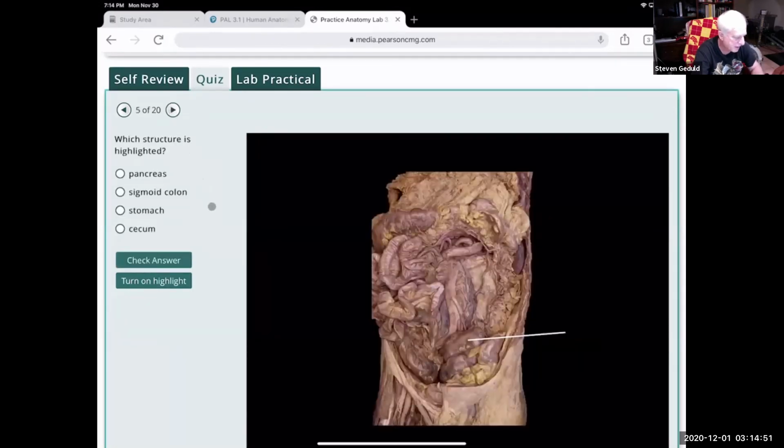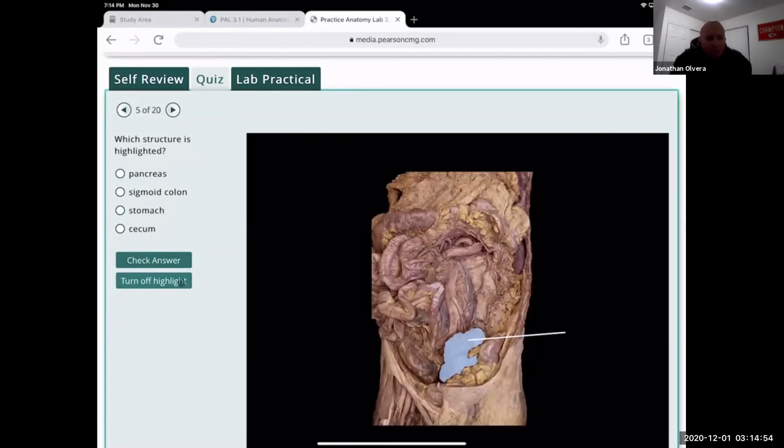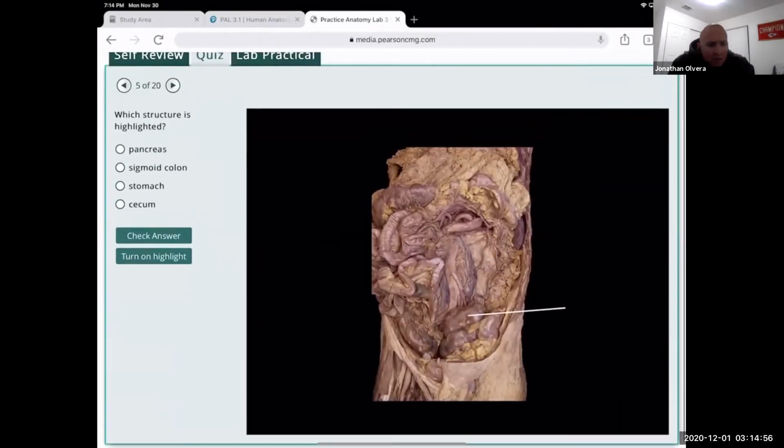All right, what structure is highlighted? It's this structure right here. Gosh, it's hard to see.